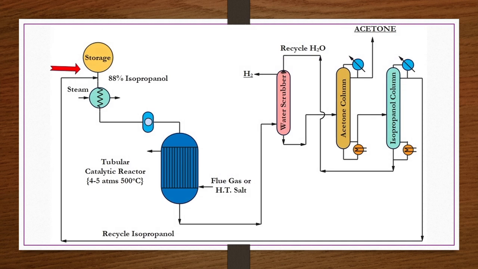If you see the flow chart, from the isopropyl alcohol storage you take 88% isopropanol, then pass it through a heat exchanger to which steam is supplied, so that this IPA or isopropanol is converted into the vapor phase, and then compress it and pass it through a tubular catalytic reactor. This tubular catalytic reactor has a number of tubes in a bundle form like this. These tubes are filled with catalyst like copper or brass, so that the required reaction takes place.